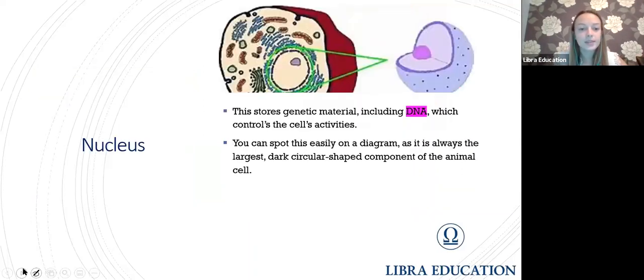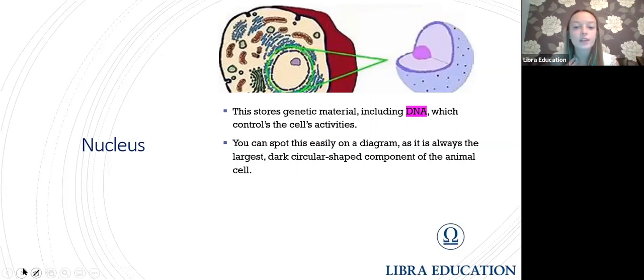Cool, so next up is the nucleus. The nucleus stores genetic material, specifically DNA, which controls the cell's activities. This DNA is really responsible for the cell's activities. And I think within your GCSE, you'll definitely move on more and focus more deeply on what DNA actually does and why it's so important. Obviously, that's not the purpose of today's lesson.